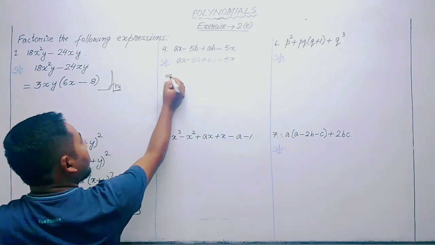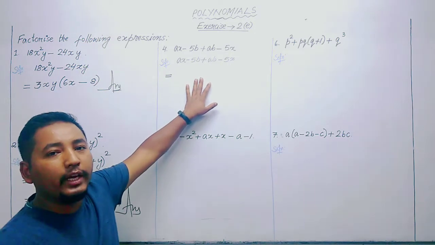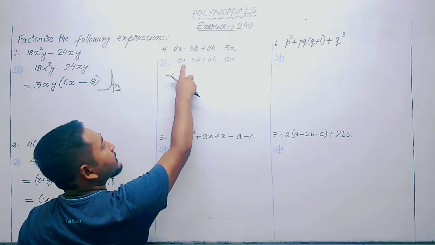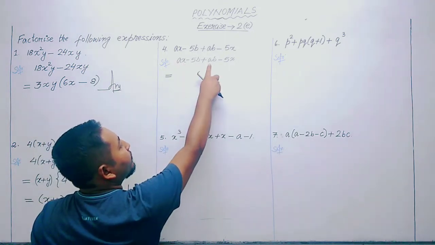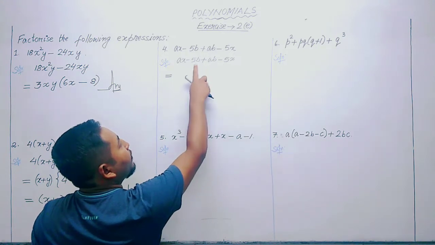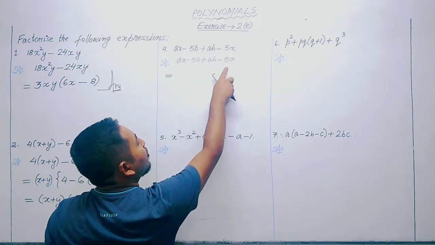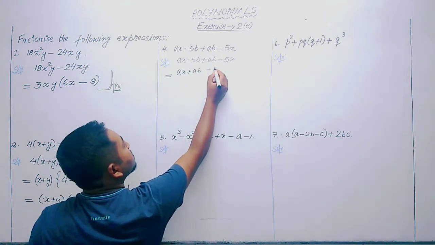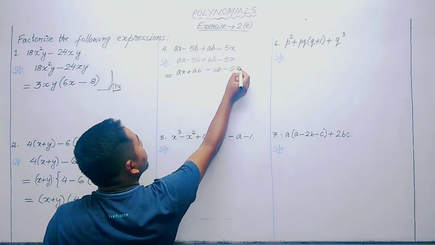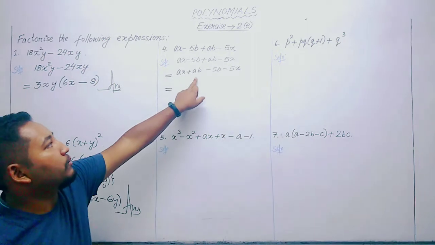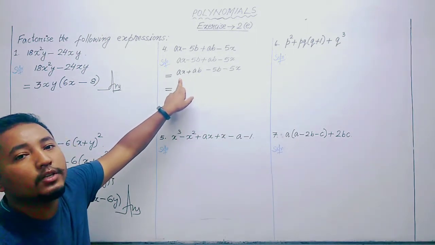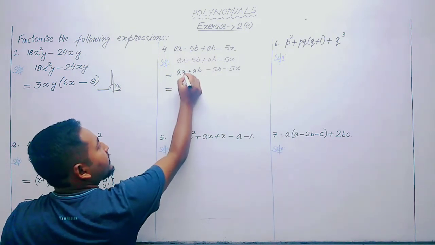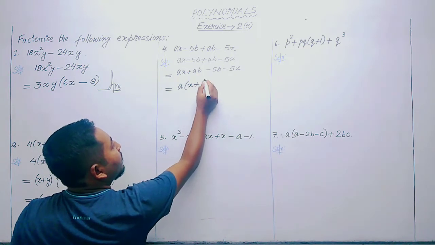Now let us check. Now there are 4 terms. Let us check in which 2 terms we have a common. If you look carefully, you have ax, ab, a is common. And you have 5b, 5x, 5 is common. So what will I do? I'll write down together first where I can find the common. Minus 5b minus 5x. Now check: in these 2 terms, what is common? a is common. So take out a into x, ax, plus a into b, ab.